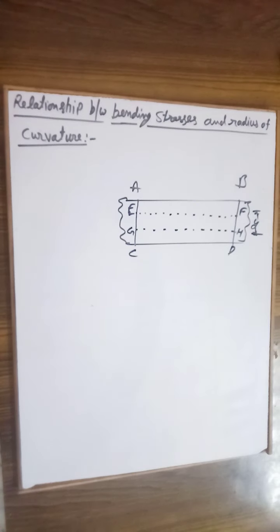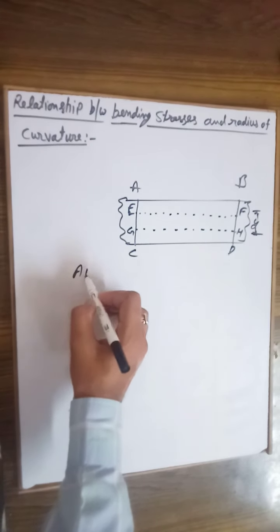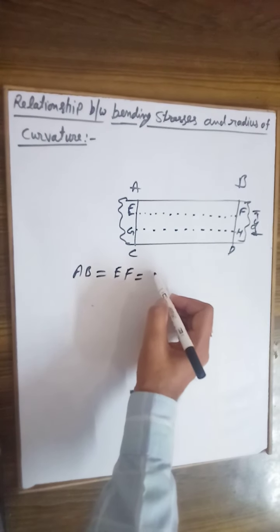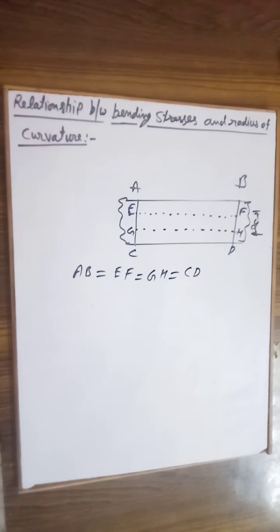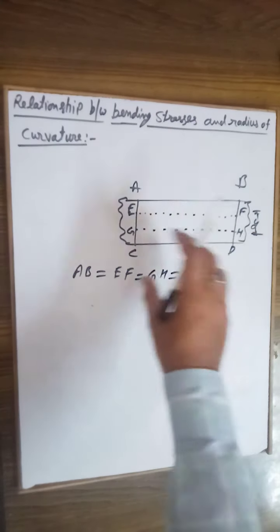So initially what is the condition? AB is equal to EF is equal to GH is equal to CD. So this is the initial condition. So let's say after bending, what kind of bending will it be? Let me draw another direction. So this is without bending.